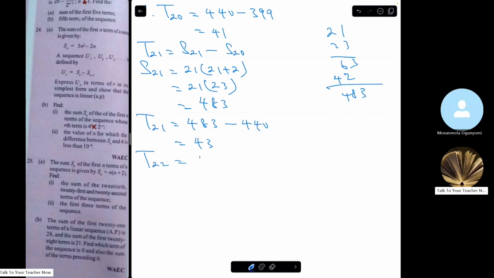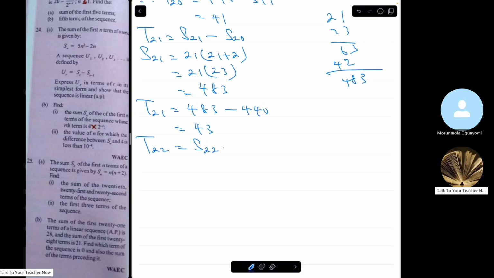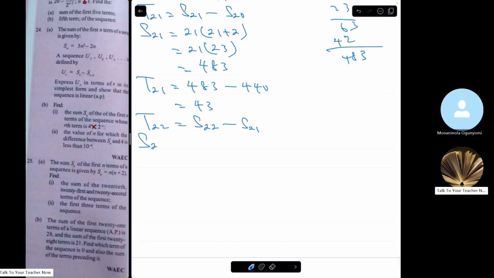T22, right? What's T22? S22 minus S21. Fantastic. And we already know S21, so we only find S22. What's S22, please? 22 into bracket 21 plus 2.